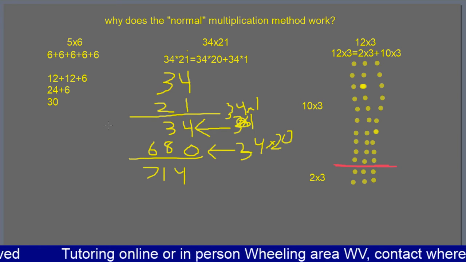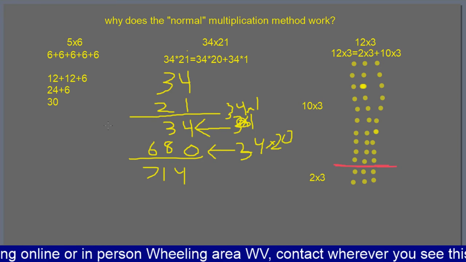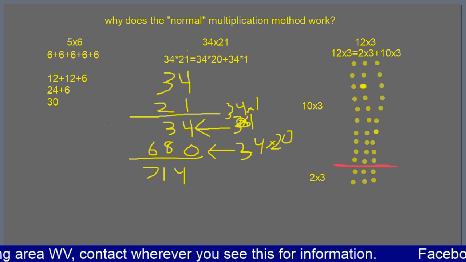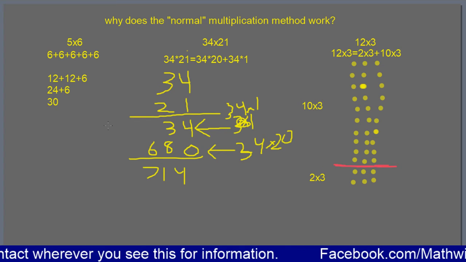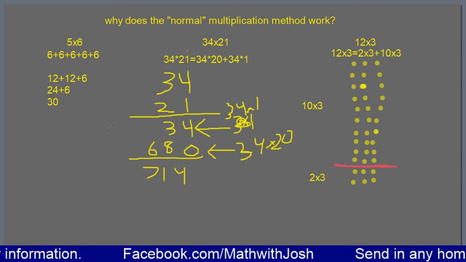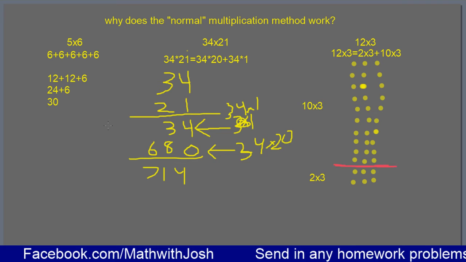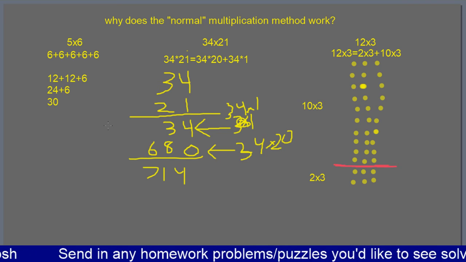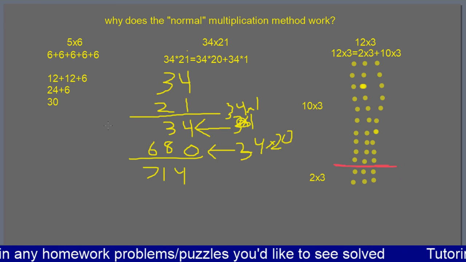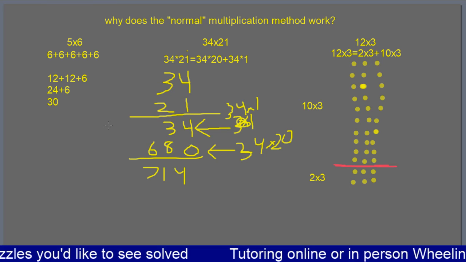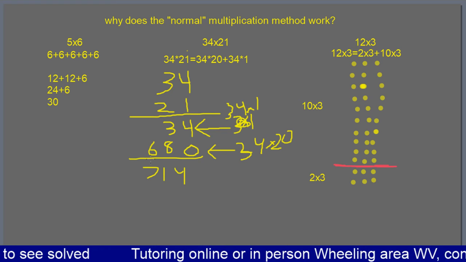The correct answer. So that's the reason the multiplication method that you learned works, is that it's a simple, efficient way to do the same thing as breaking the problem down into, okay, what's the top number times the ones place of the second number plus the top number times the tens place of the second number plus the top number times the hundreds place if there was a hundreds place, etc.